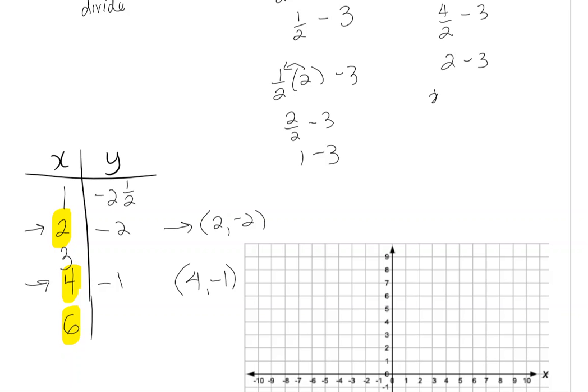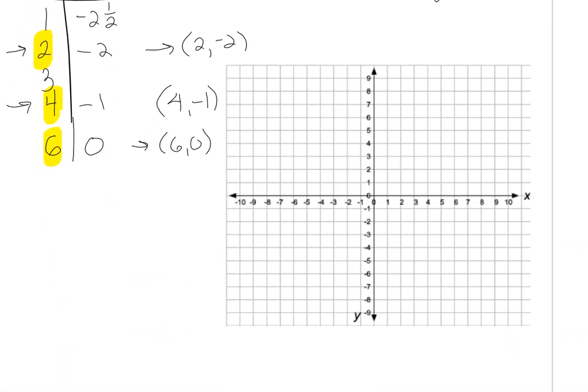So this is going to be 1/2 multiplied with 6 minus 3. And again, when I do the multiplying, I get 6 divided by 2, or 3 minus 3. Oh, that gives me 0. That's definitely a nice point to graph for it.